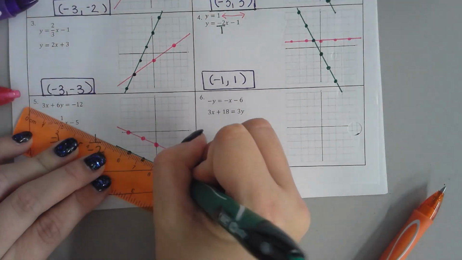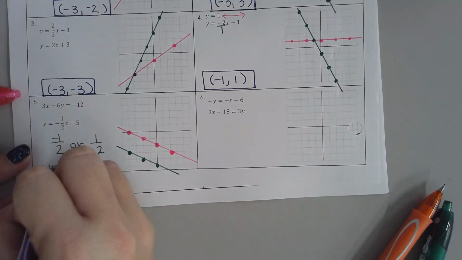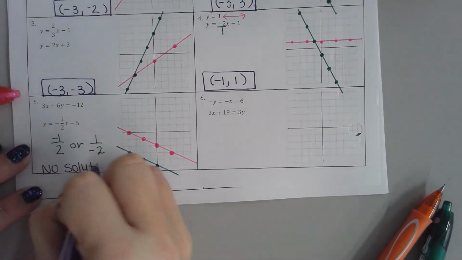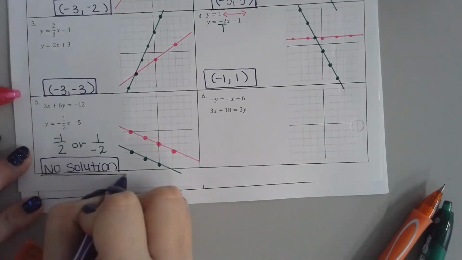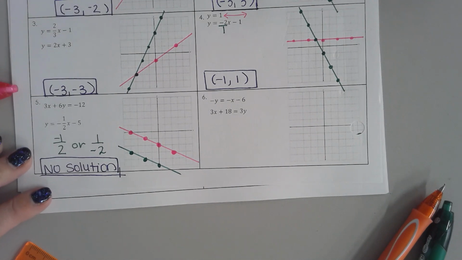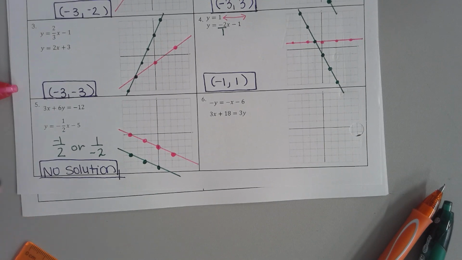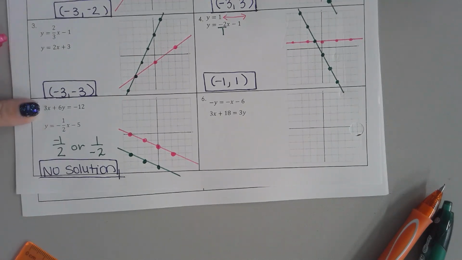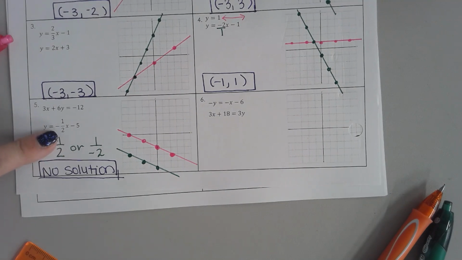What's happening with these two lines? They're parallel, which tells us what? No solution. Could I have figured that out without putting it on the graph? How? Whenever I got that one into slope-intercept form, I saw that my slope was -1/2. This one has a slope of -1/2. Same slope, parallel lines, no solution.